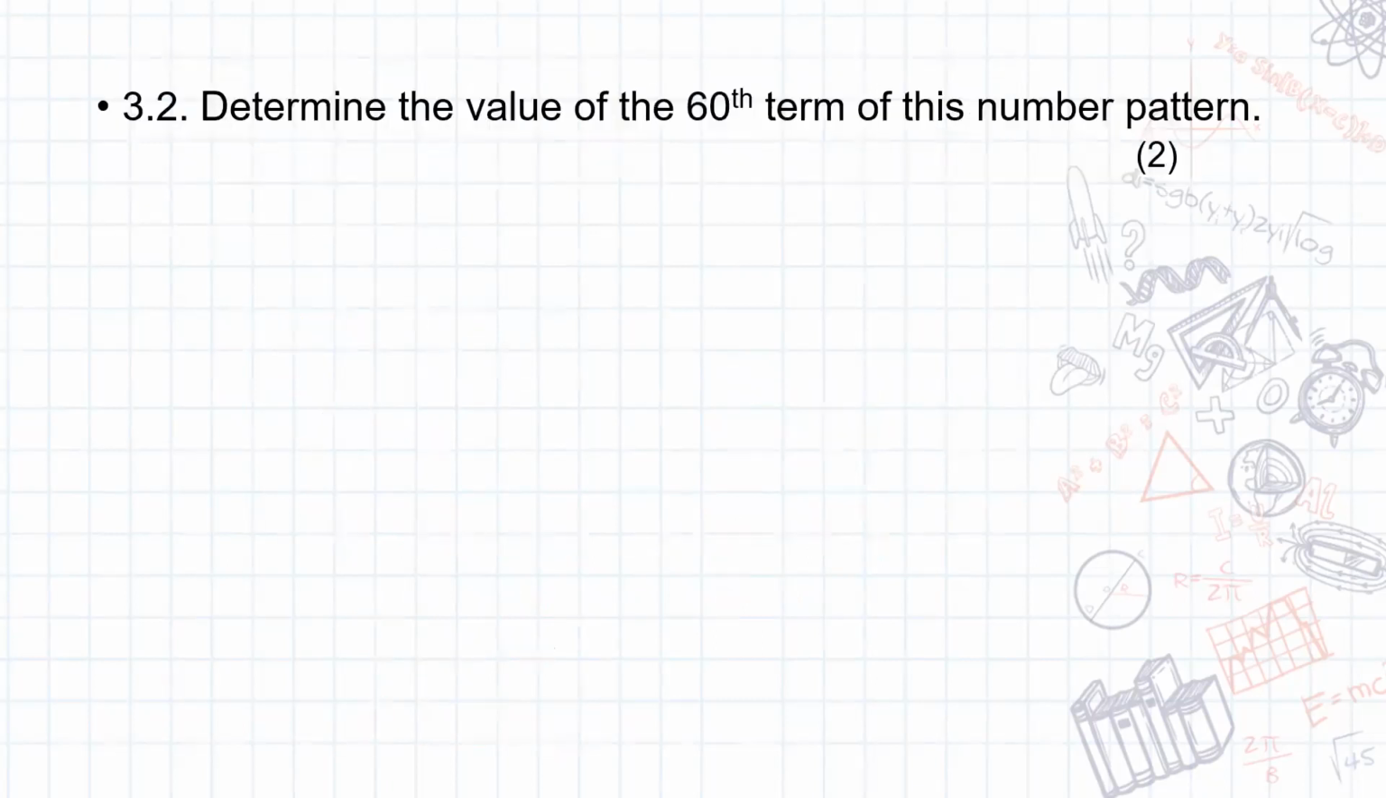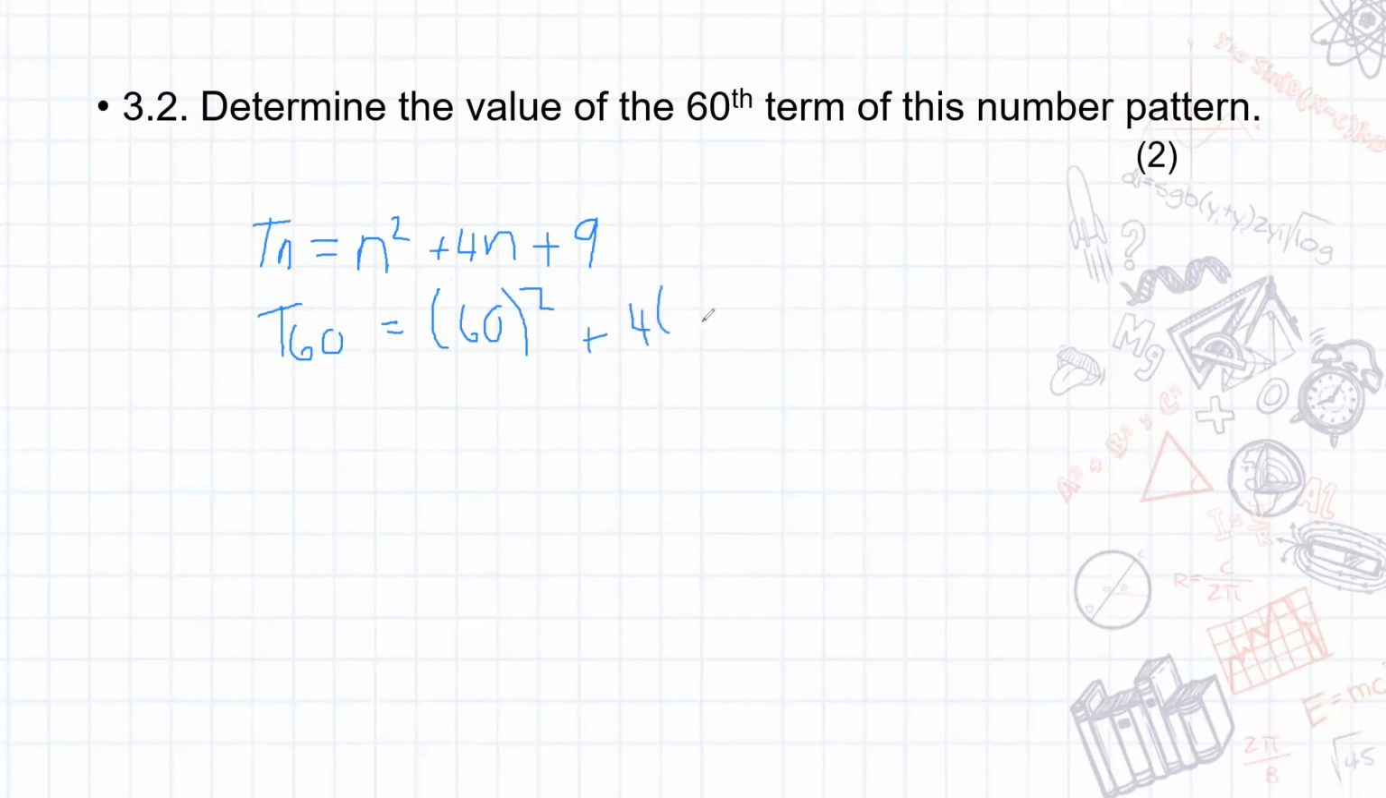The next question says, determine the value of the 60th term of this number pattern. We've been given that Tn is equal to n squared plus bn plus 9, where b we now know to be 4, so 4n plus 9. And now we want to find the 60th term. So this is just a simple substitution. Substitute in 60, put in 60 here, squared, plus 4 times 60 plus 9.